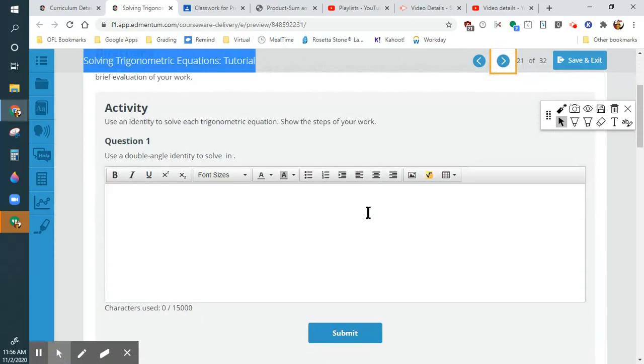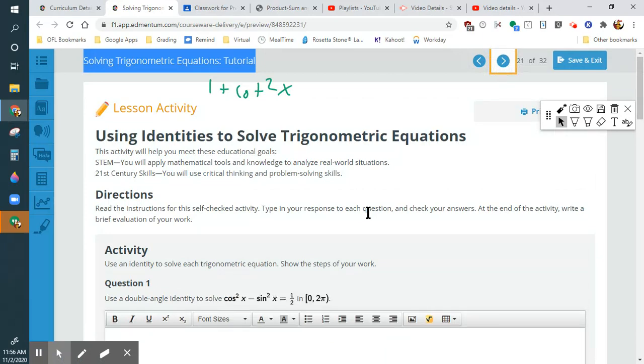All right, and then I'll start the unit activity in the next lesson. So that'll be it.